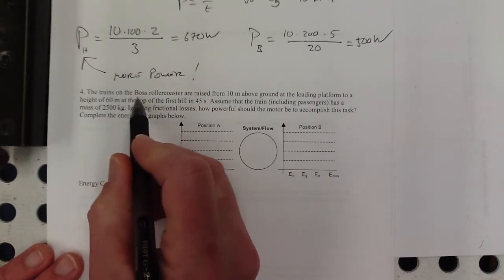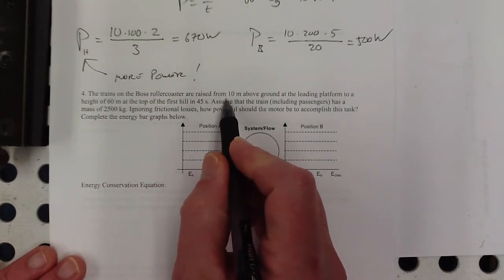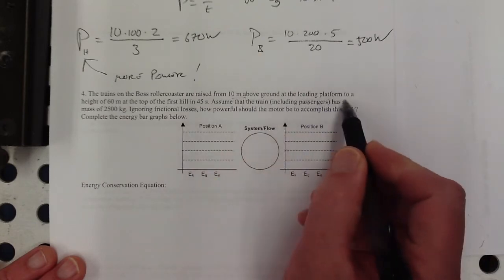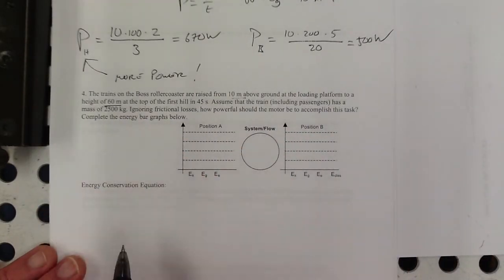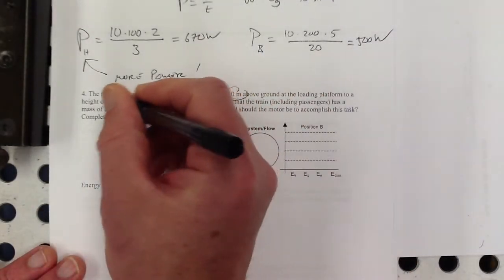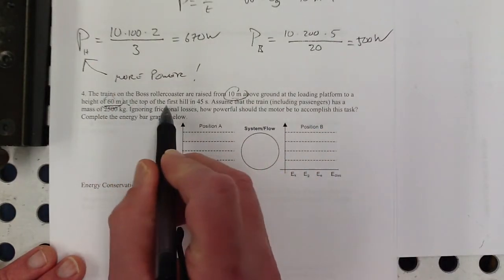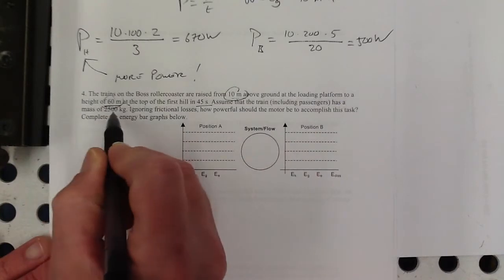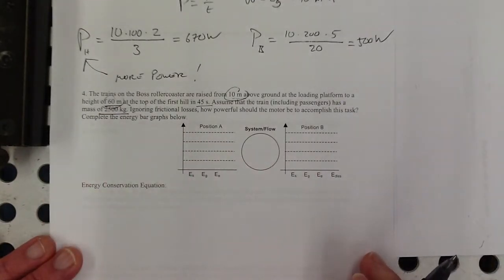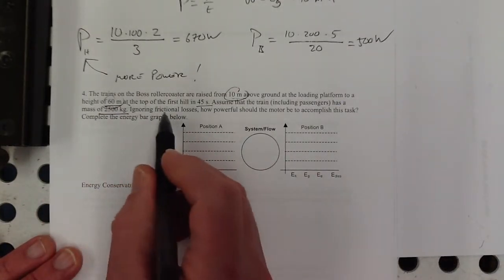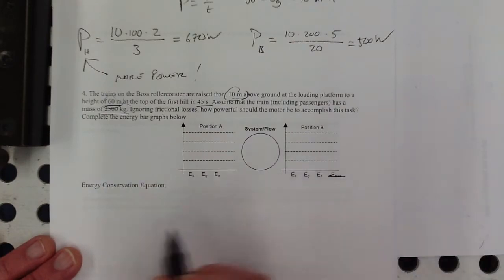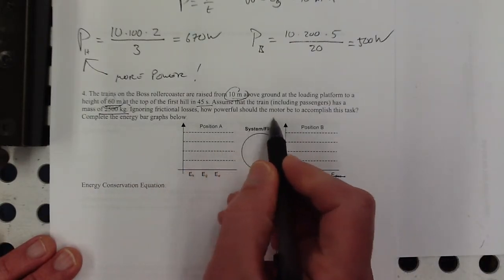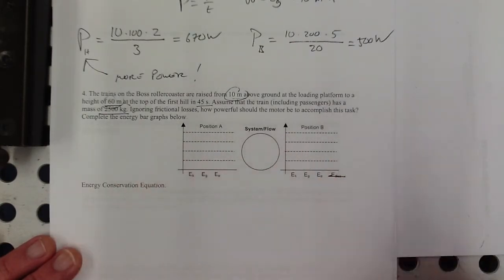The trains on the Boss roller coaster are raised from 10 meters above the ground at the loading platform to a height of 60 meters. So notice that that's a change of 50. At the top of the first hill in 45 seconds. Assume that the train, including passengers, has a mass of 2,500 kilograms. We're going to ignore friction. How powerful should the motor be to accomplish this task?